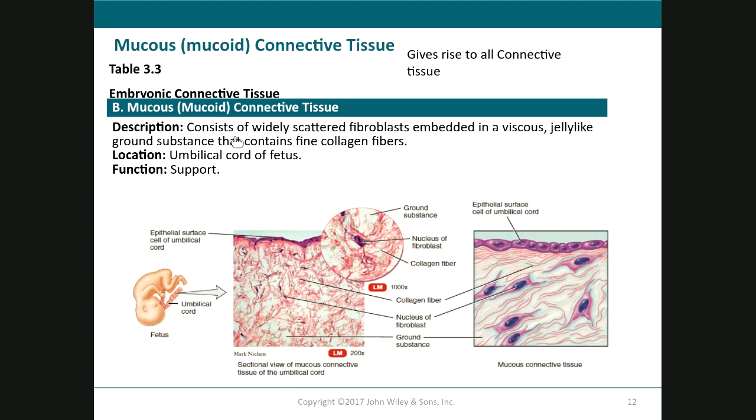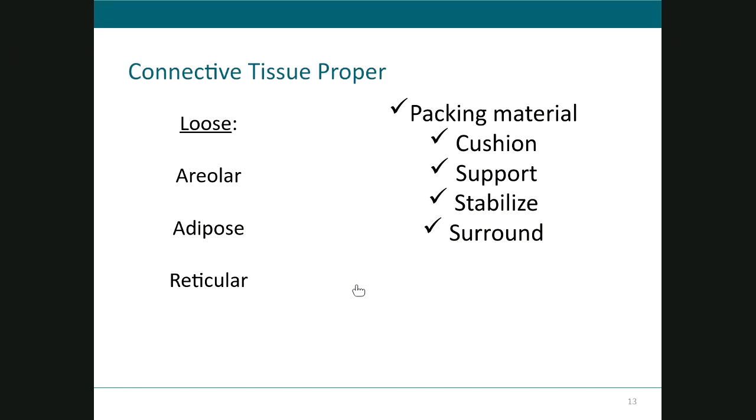The mesenchymal connective tissue gives rise to all other connective tissue. This is located in the umbilical cord of the fetus, and its main action is for support. Loose connective tissue, we mentioned, includes areolar connective tissue, adipose, and reticular. This is considered the packing material: it cushions, supports, stabilizes, and surrounds all our tissues in our body.